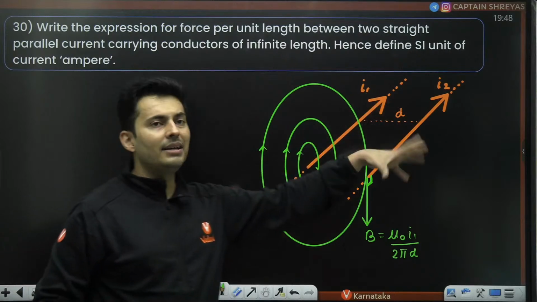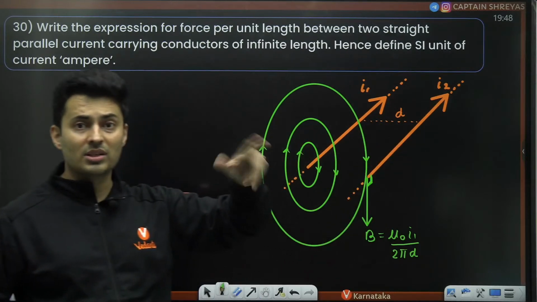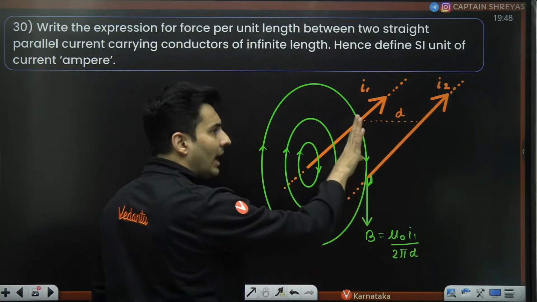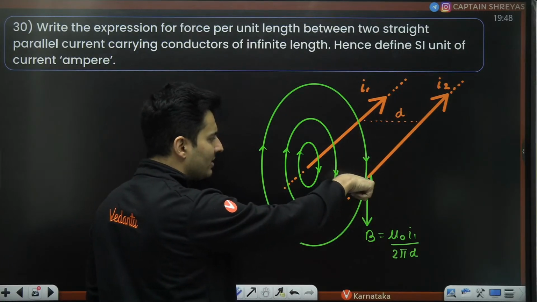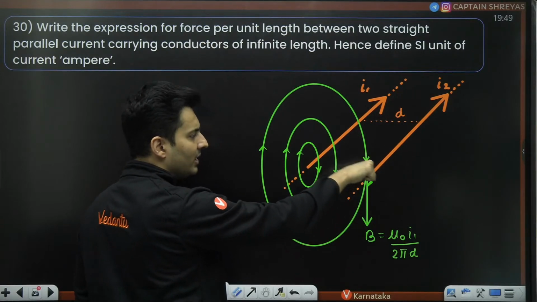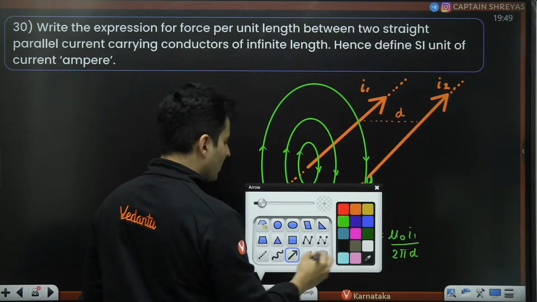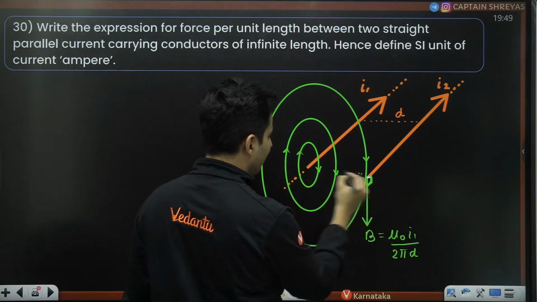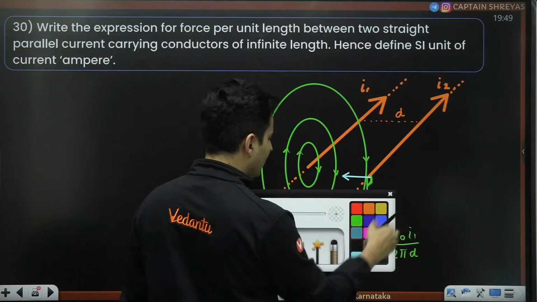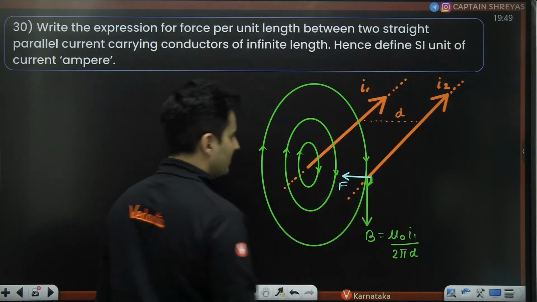Please mind it. Visualize this in 3 dimensions. Whenever magnetic field interacts with a current, it produces a force called ILB. Current is in this direction and it is a cross product, length cross B. Length is here, cross it with the magnetic field. My thumb is going this way. So you will see that the force will come out like this.